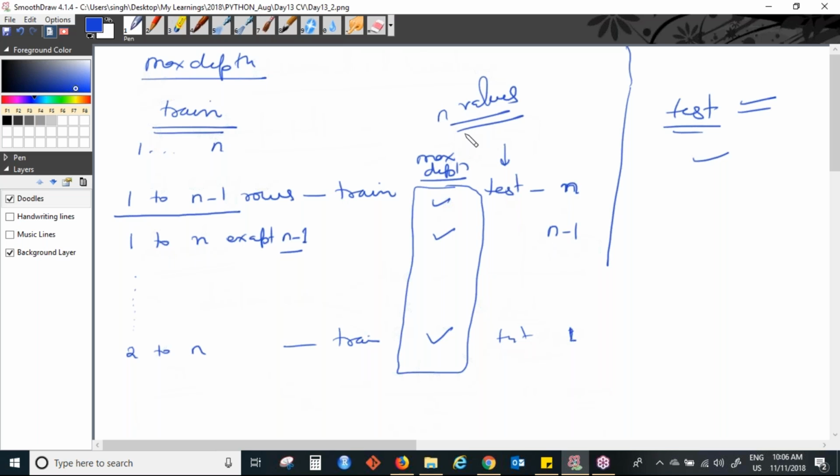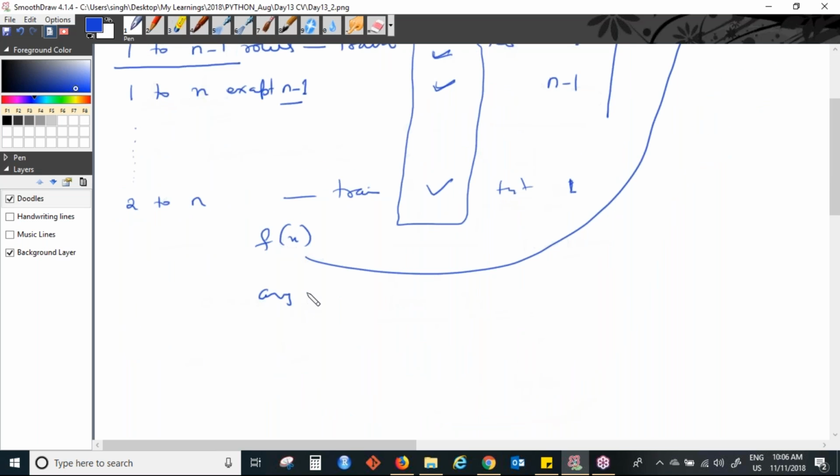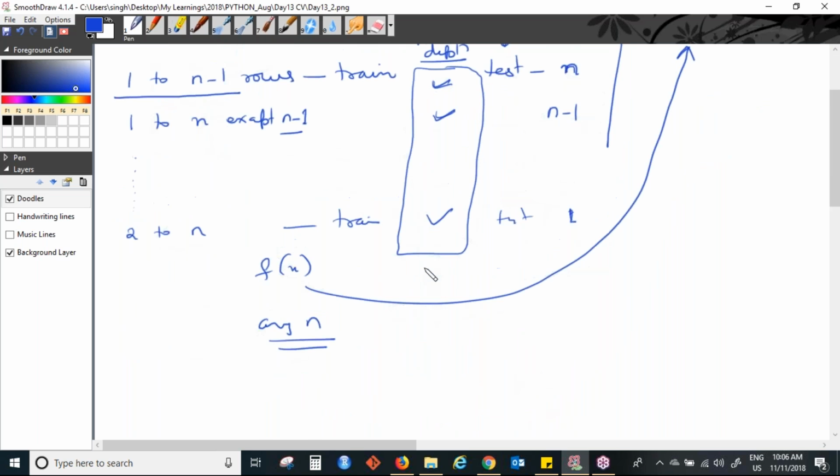But finally I have to take one particular value of max depth, right? I cannot take n values because finally I have to build one model which I will use on the final test data. Which value should I take, because I have gotten n different values? What do you think I will take, guys? I will take the average value, because that will in general perform well overall.